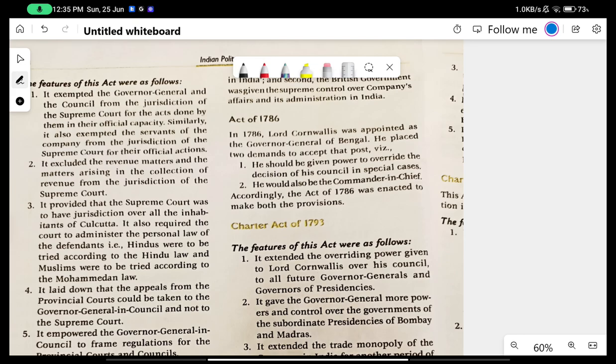Lord Cornwallis, appointed as the Governor General of Bengal in 1786, had two demands to accept the post. This act was enacted to make both these provisions. The first demand was that he be given the power to override the decision of his council in special cases. If my executive council thinks something else but I want something else, and let's say the council has the majority, then obviously that decision would be taken.